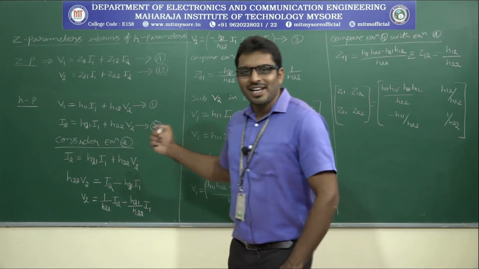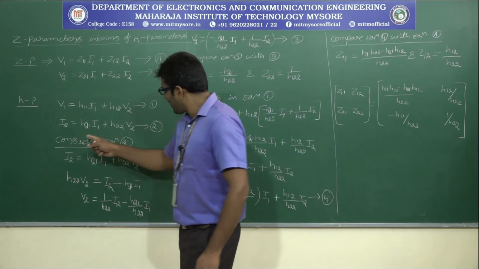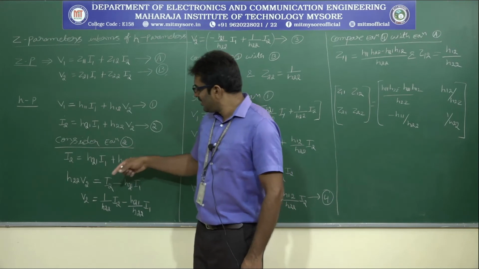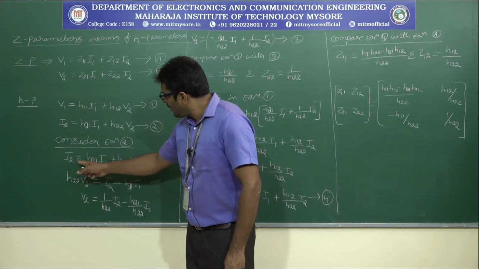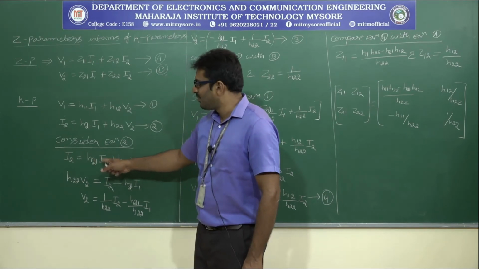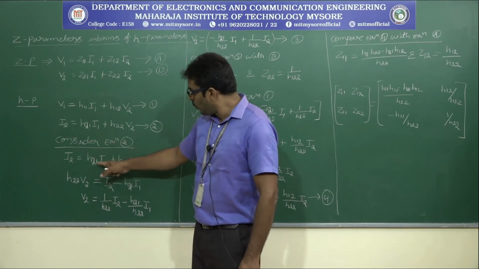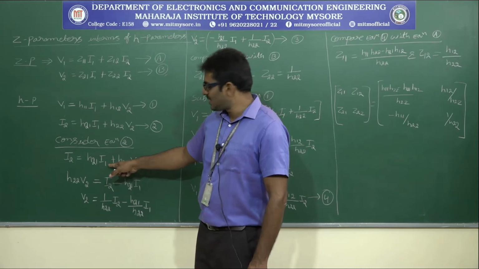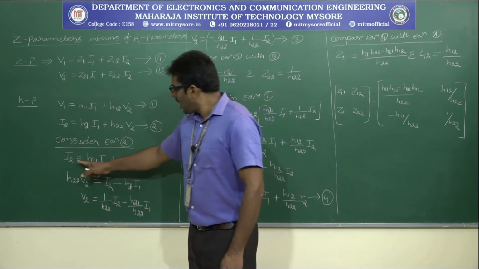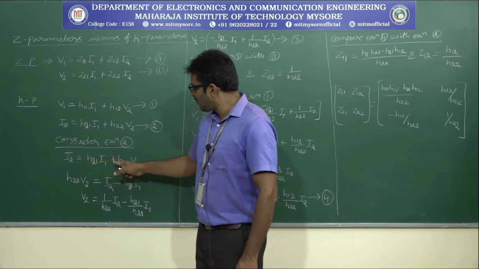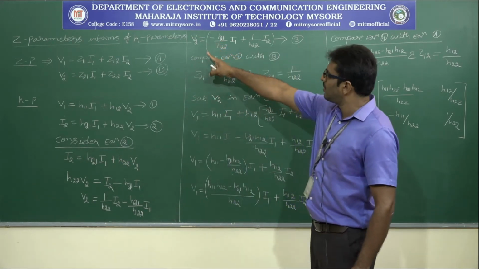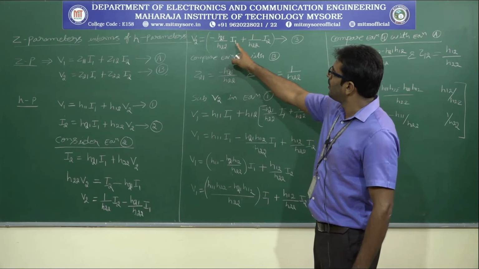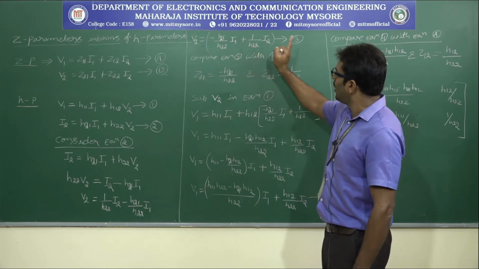Okay, one small change in this derivation while considering equation 2. In the previous case, I wrote I2 is equal to H11 I1. Sorry, that is H21 I1. Just make a small change: I2 is equal to H21 I1 plus H22 V2. Therefore, V2 is equal to minus H21 by H22 I1 plus 1 by H22 I2.